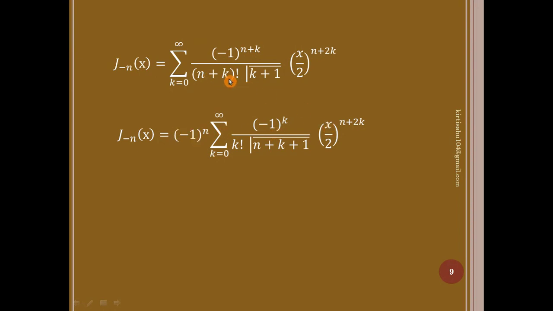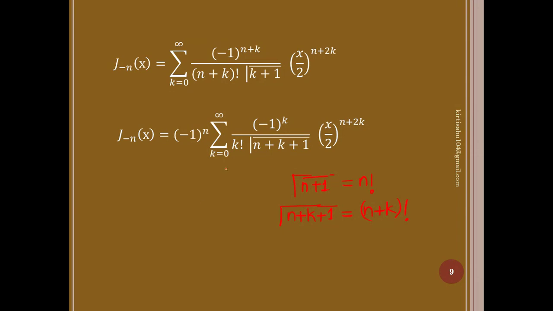Now, what is n plus k factorial? We know that gamma of n plus 1 is nothing but n factorial. So n plus k factorial can be written as gamma of n plus k plus 1 by using this result. So this is replaced by gamma of n plus k plus 1. At the same time, gamma of k plus 1 can be written as k factorial.